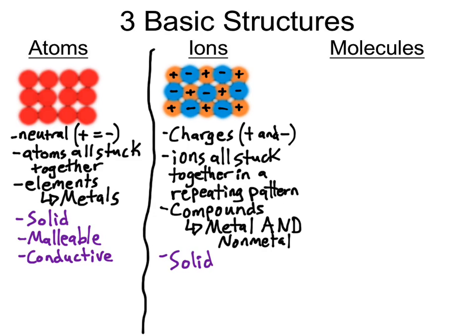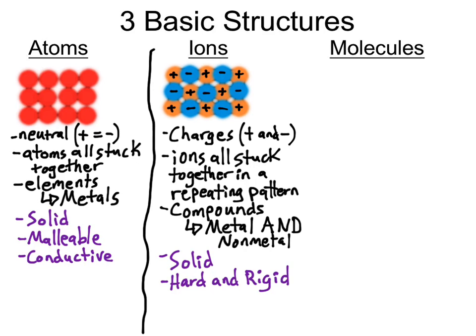A couple of common features. These are always solid. I cannot think of a single example of something that's made of ions that is not solid. Wait, if you put mercury and germanium? Mercury is one of the atoms, but they wouldn't form ions. No. That's a metal and a metal. How about water? Those aren't ions either.